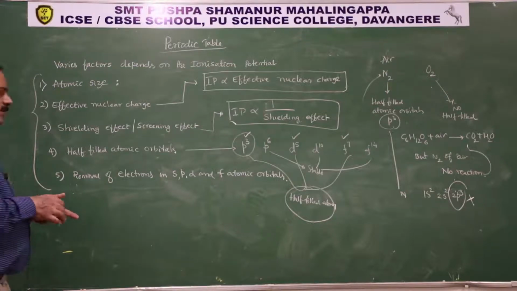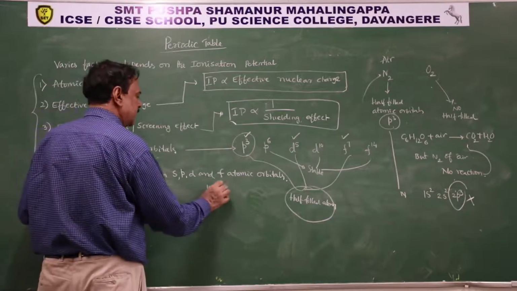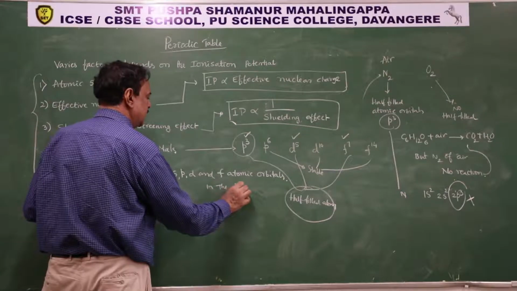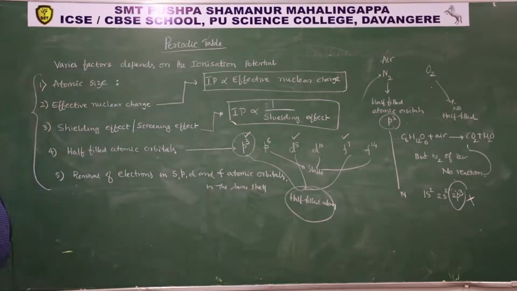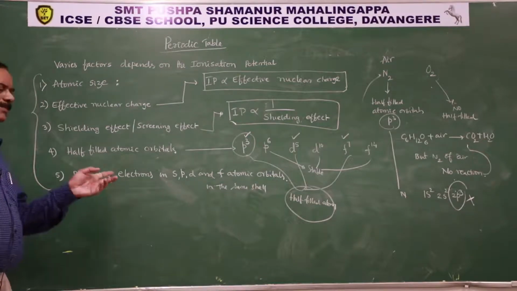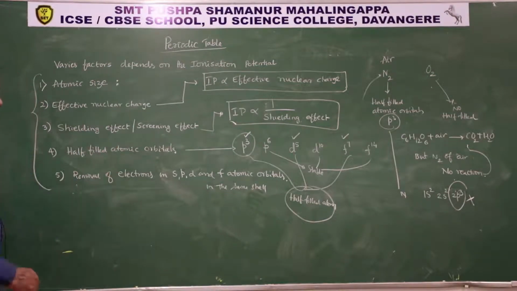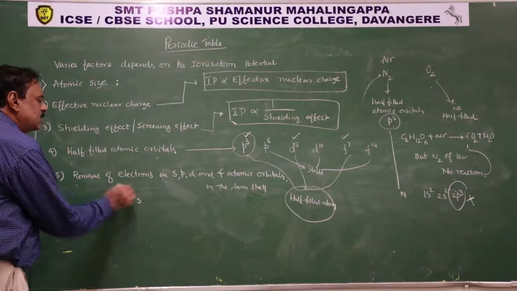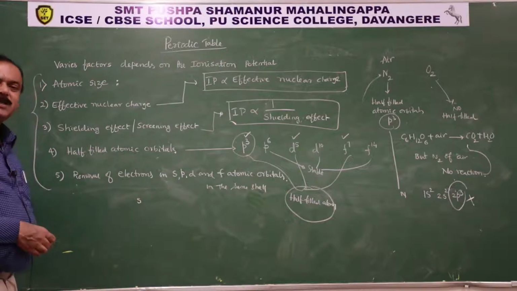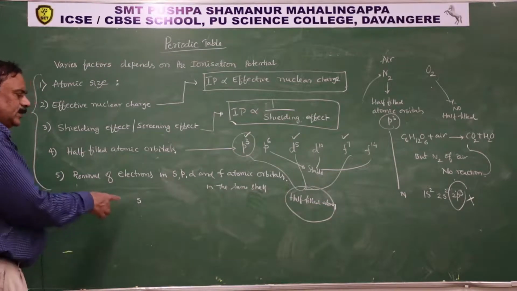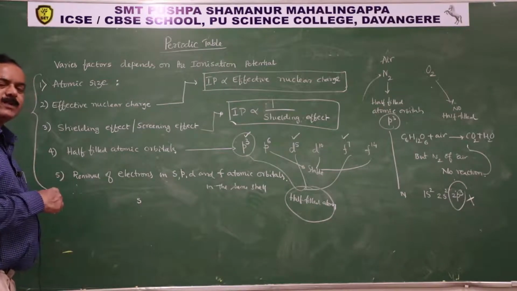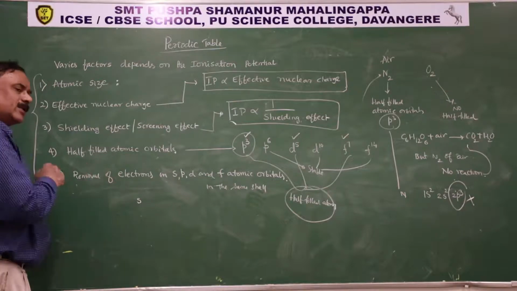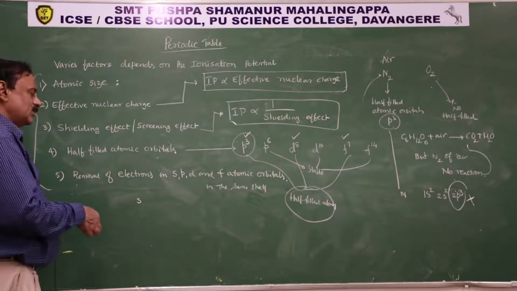In the same shell, for example, we have the S, P, D and F atomic orbitals. The S atomic orbital is very close to the nucleus. Therefore, S atomic orbital electrons experience more attractive force from the nucleus. Therefore, the energy required to remove an electron from the S atomic orbital is more.